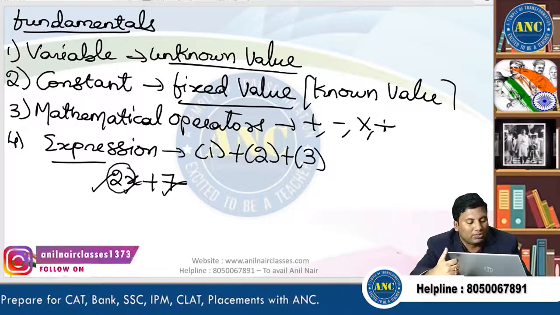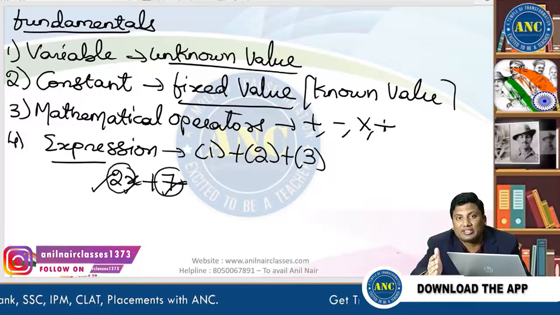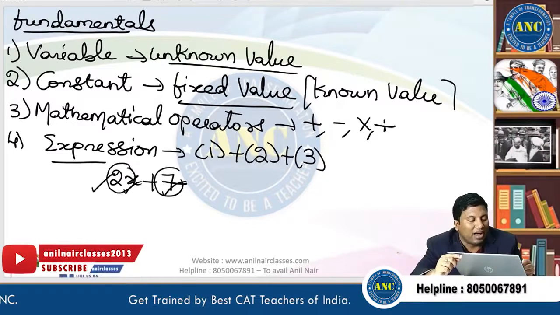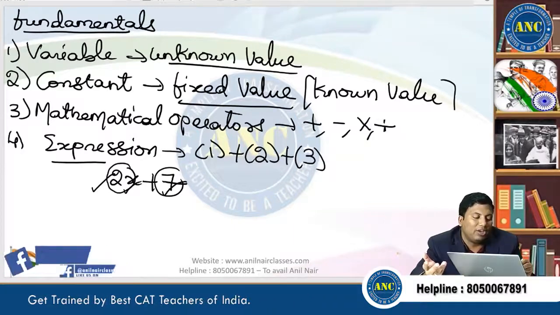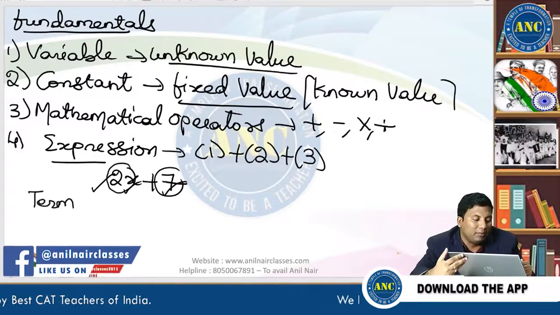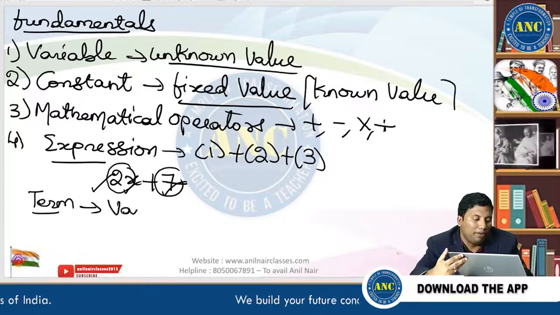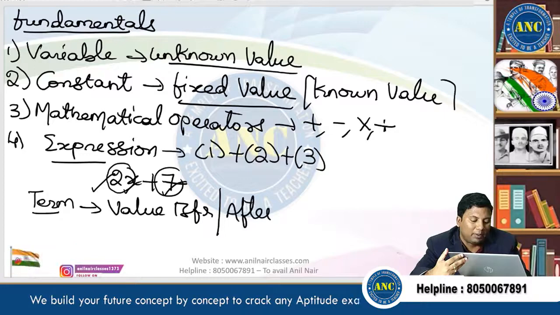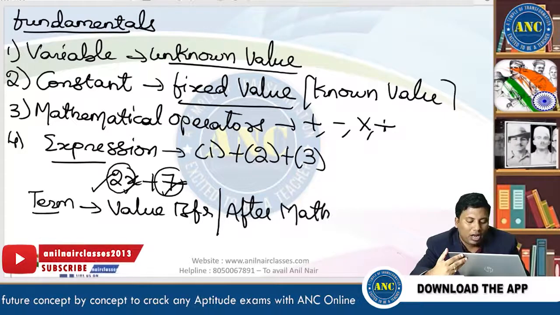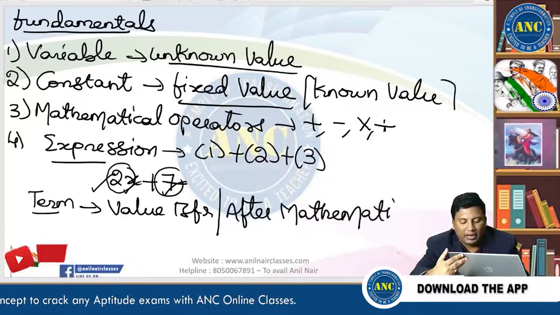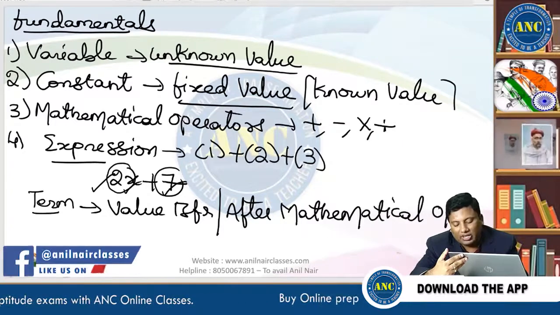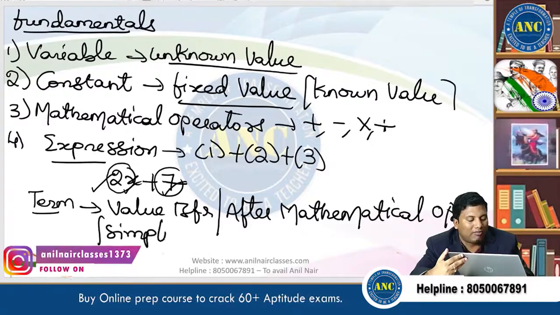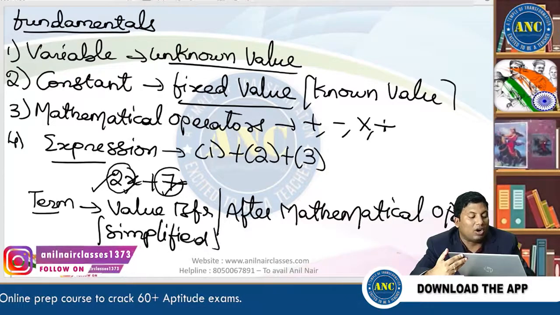There are two terms. If mathematical operators are there between two given values, that value is what we call a term. Term is nothing but a value before or after a mathematical operator. Before or after a mathematical operator, if any simplification needs to be done, the simplified value before or after the mathematical operator is called the term.